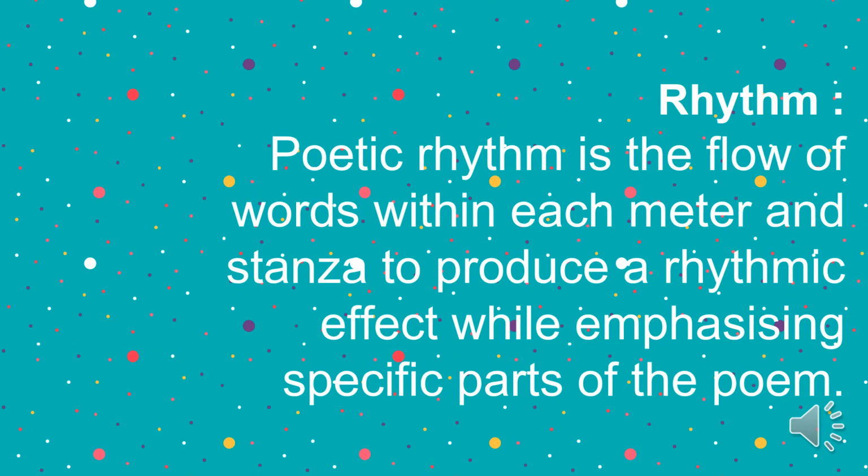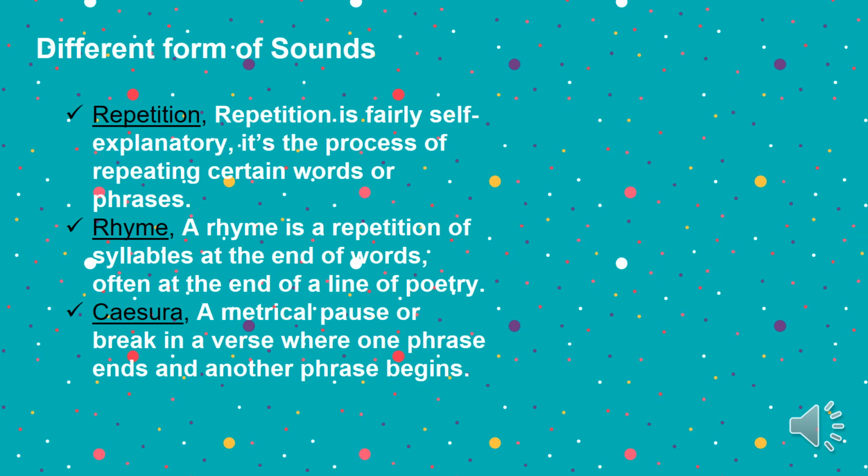Rhythm. Phonetic rhythm is the flow of words, each meter, and stanza to produce a rhythmic effect while emphasizing specific parts of the poem. Different forms of rhythm. First, repetition. Repetition is fairly self-explanatory as the process of repeating certain words or phrases. Second, rhyme. A rhyme is a repetition of syllables at the end of words, often at the end of a line of poetry. And the last is caesura, a metrical pause or break in the verse where one phrase ends and another phrase begins.